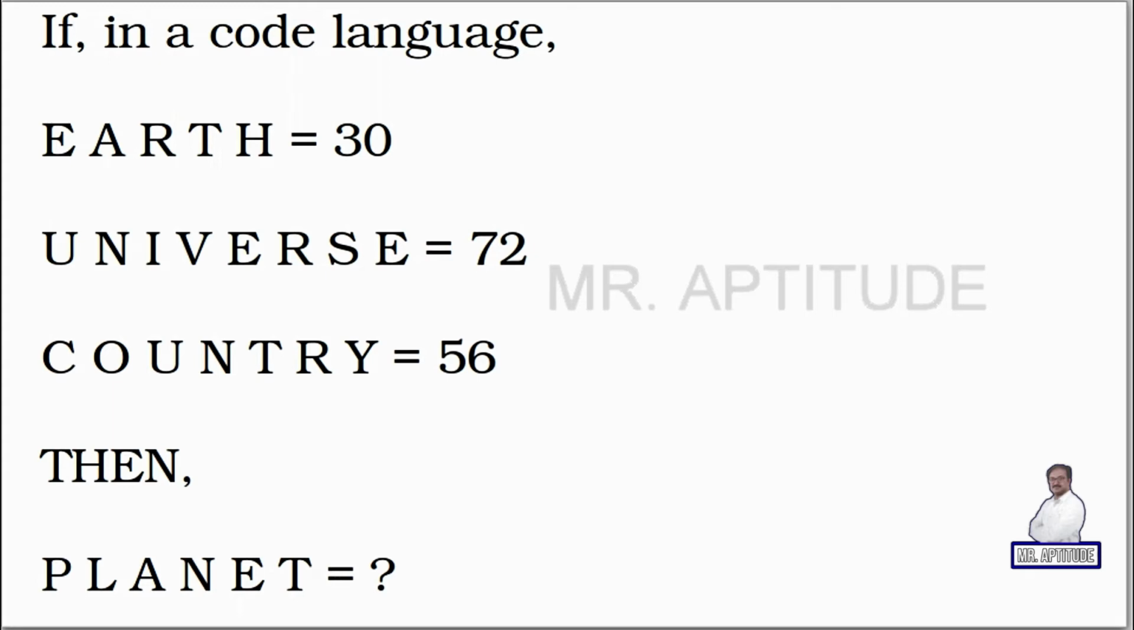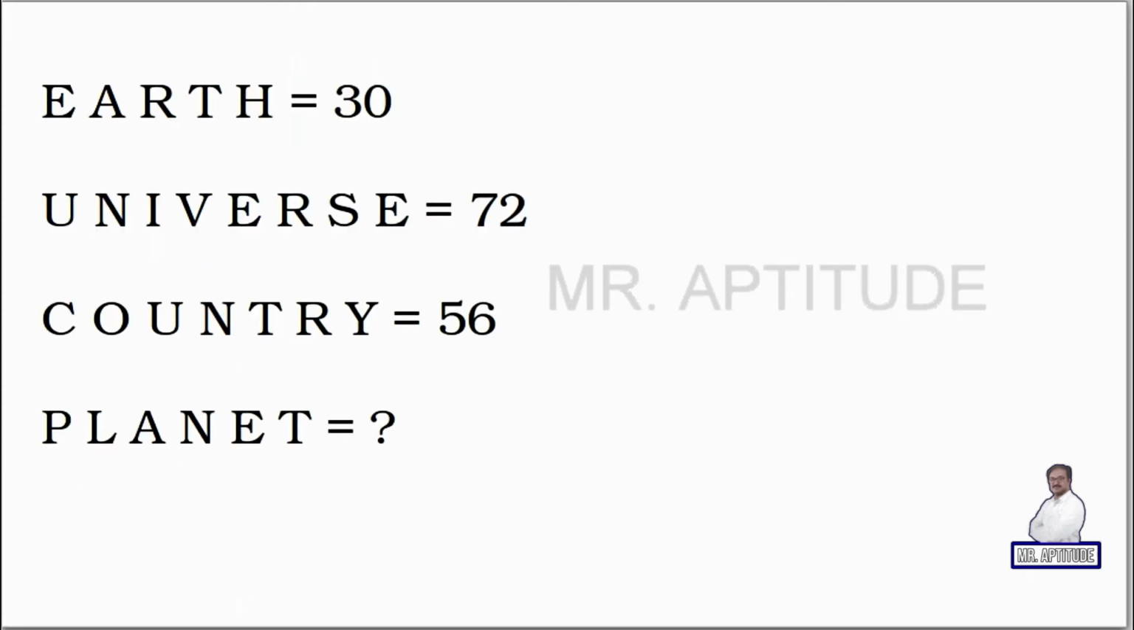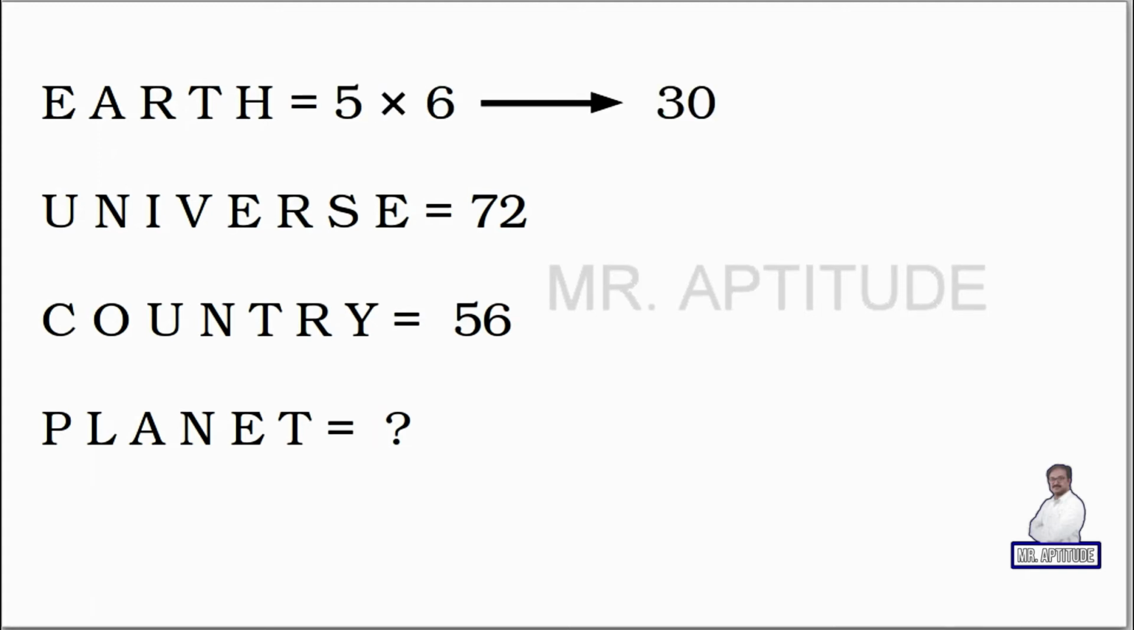Here, in order to relate these things, let us learn a new thing. I want you to focus on the number of letters present in the word. Let us see how. When you try to relate the first word with the first number, when Earth is related to 30, the number of letters present in the word Earth is 5. Observe this one carefully. Is 30 a multiple of 5? Yes. 5 6 times 30.